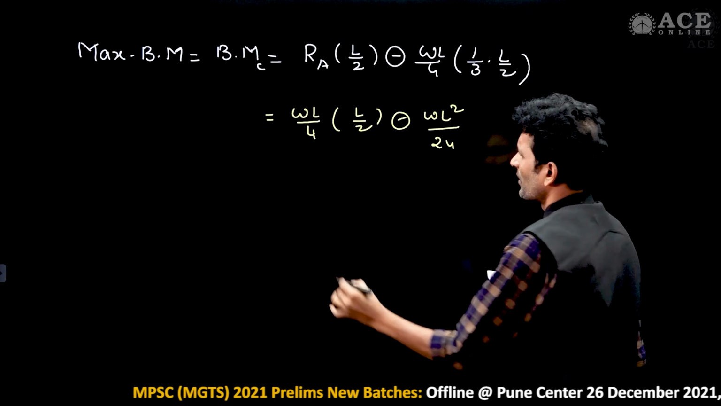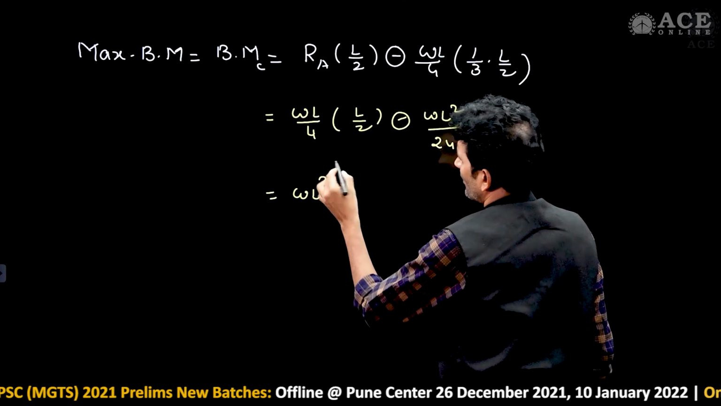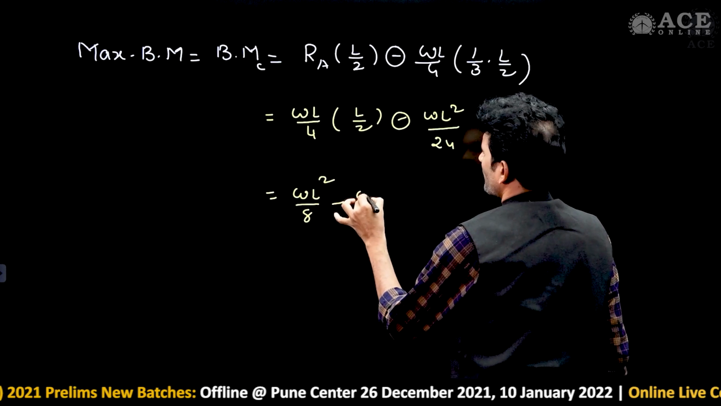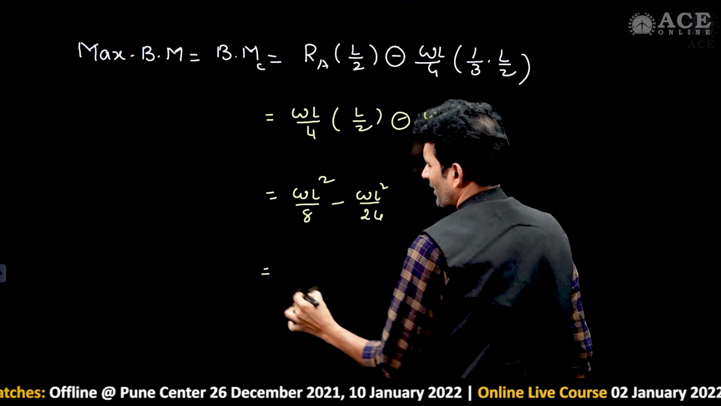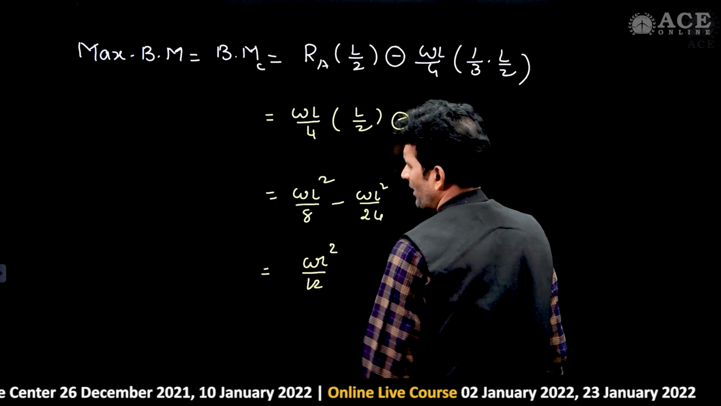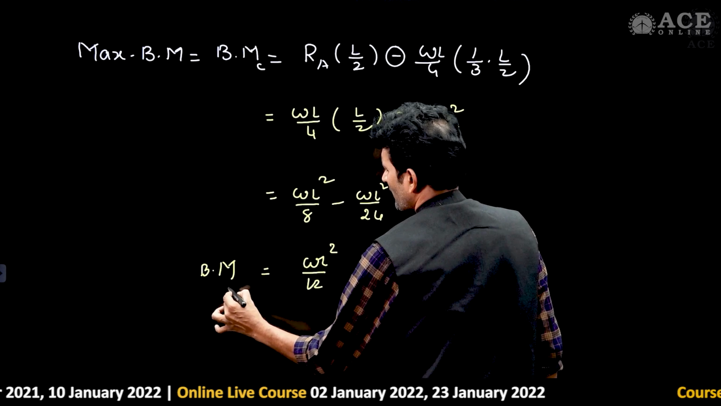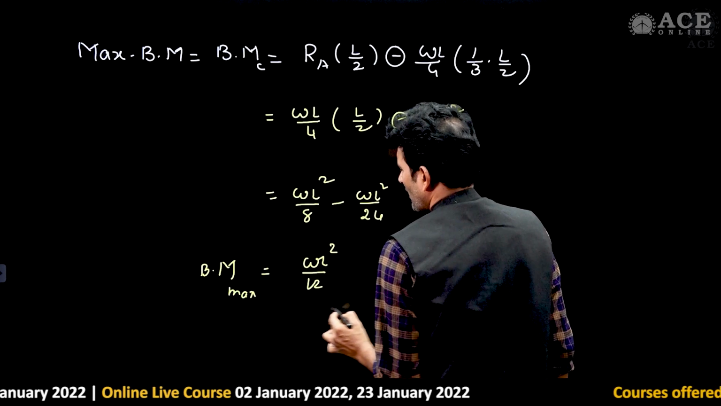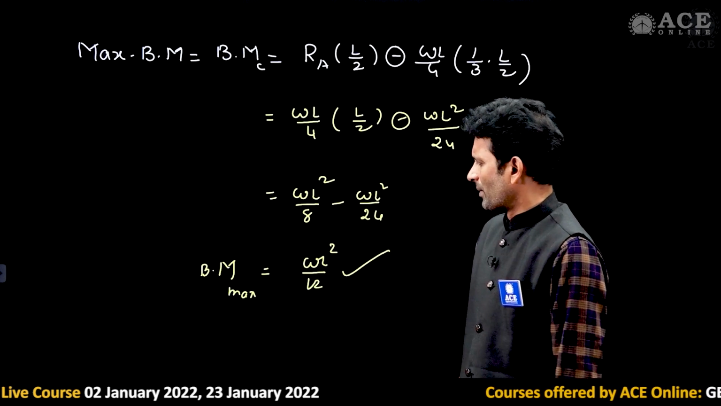Now, let us simplify this one. Omega L square divided by 8 minus omega L square divided by 24. Just take the LCM and simplify, you are getting omega L square divided by 12. So the maximum bending moment is omega L square divided by 12.